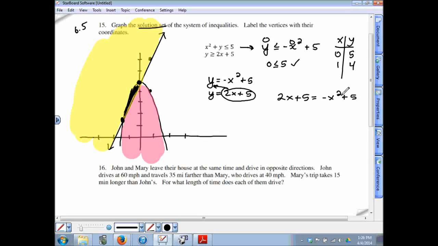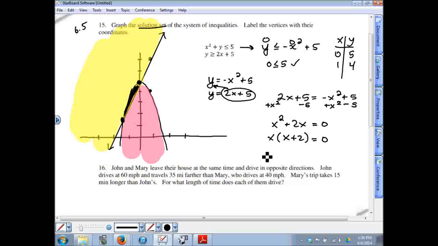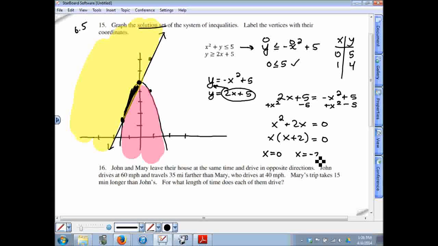This is a quadratic equation, so I'm going to get all the terms on one side and set it equal to 0 and then factor to solve. So I'm going to add x squared to both sides, and I'm going to subtract 5. We have the equation x squared plus 2x is equal to 0. Factor out an x, and you have x times (x plus 2) equals 0. So the solutions are x equals 0 and x equals negative 2. That's just what x equals.